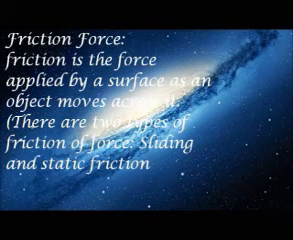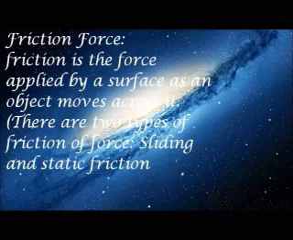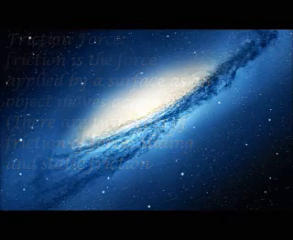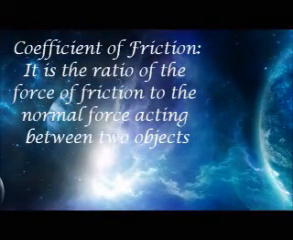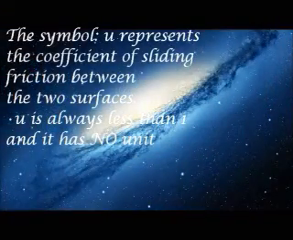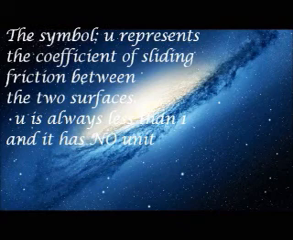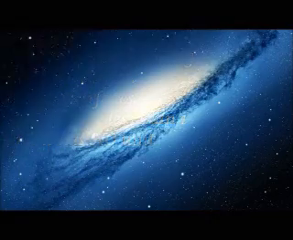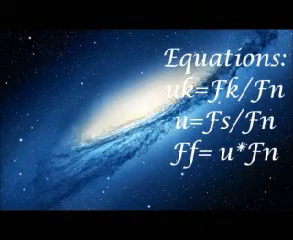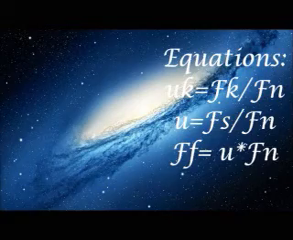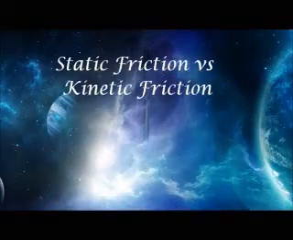Friction force. Friction is the force applied by a surface as an object moves across it. Coefficient of friction. It is the ratio of the force of friction to the normal force acting between two objects. This symbol represents the coefficient of sliding friction between the two surfaces. It is always less than 1 and has no unit. These are the equations that you use for the coefficient of friction.